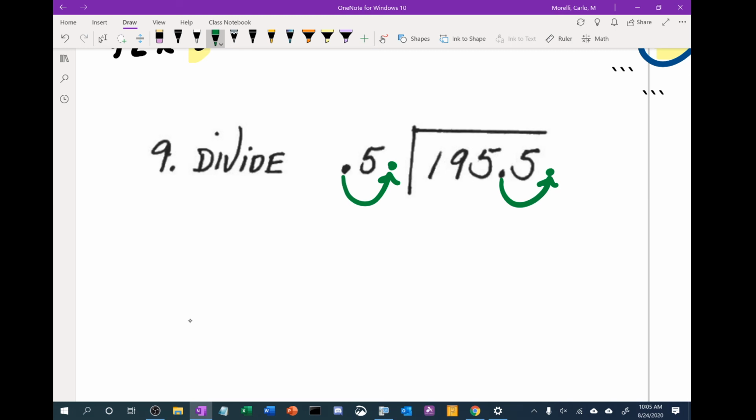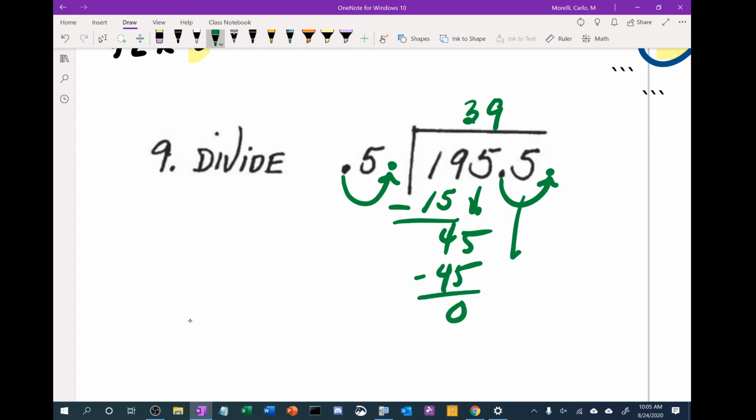So we ask the question, how many times does 5 go into 1? 0 times. How many times does 5 go into 19? 3 times. 3 times 5 is 15. Okay. And 19 minus 15? Yep. Bring down the 5. How many times does 5 go into 45? 9. 9 times 5 is 45. So there's no remainder. We bring down that final 5. How many times does 5 go into 5? 1. So if we put this in the calculator, we should get 391 as our quotient.